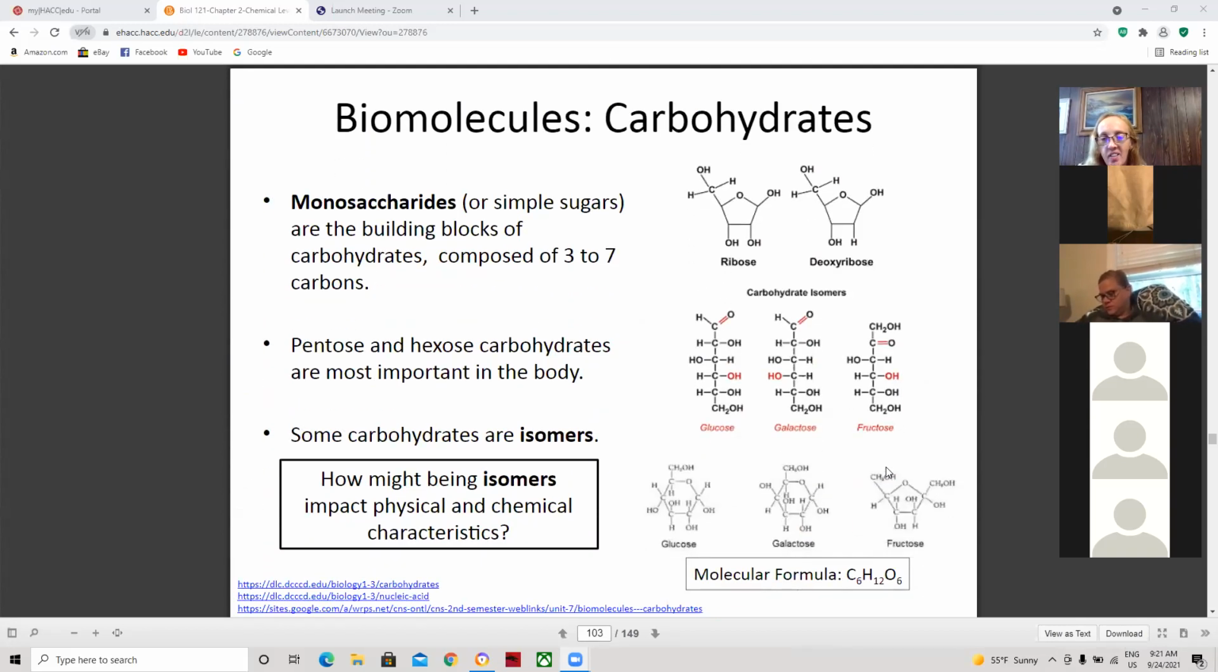So I kind of already said this, but how might being isomers impact physical and chemical characteristics?